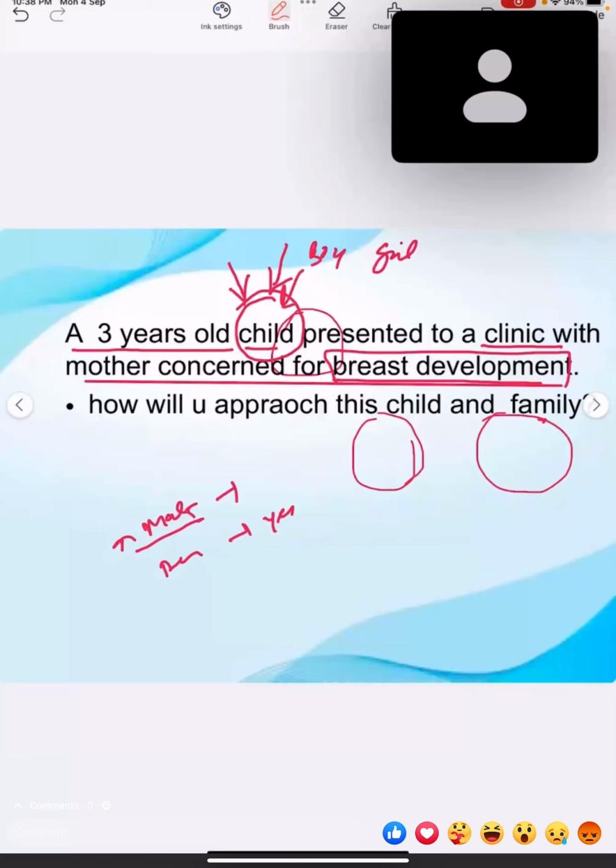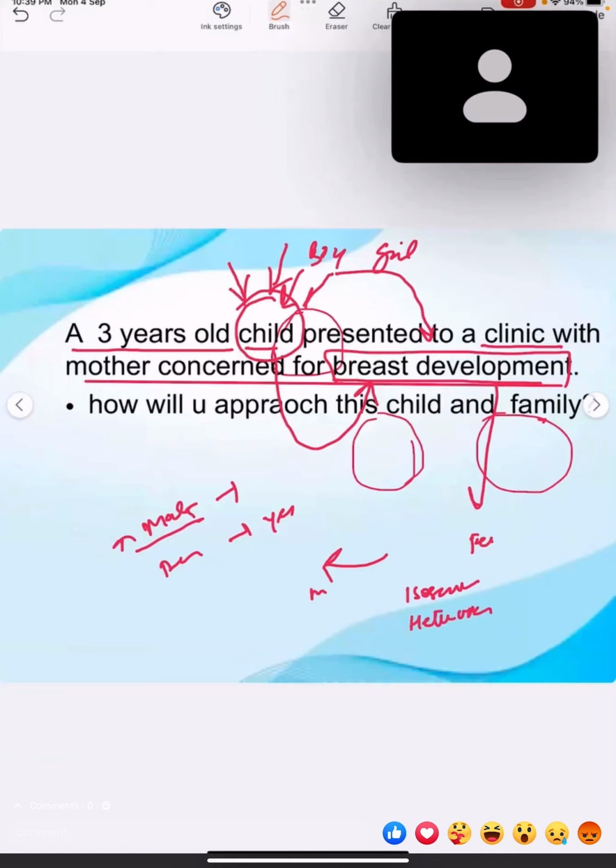This is because we have to categorize whether this secondary sexual character belongs mainly to male or female. Breast development mainly belongs to female. If a male develops breasts, that is a different thing. If a female develops breasts before 8 years of age, that is a different thing. So we have to recognize whether this is isosexual precocious puberty or heterosexual precocious puberty.